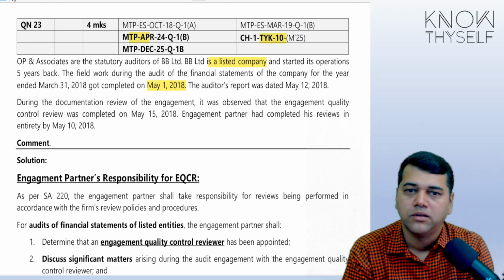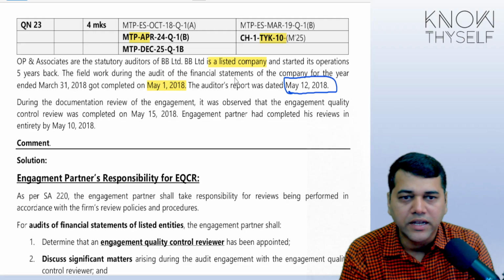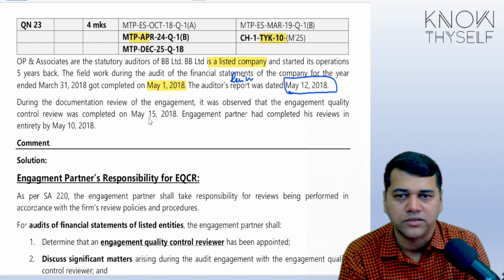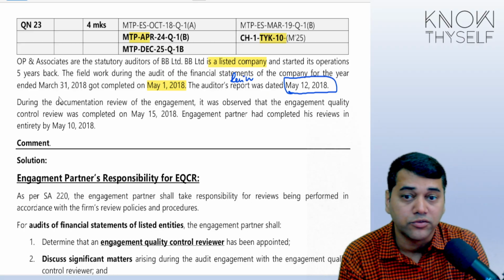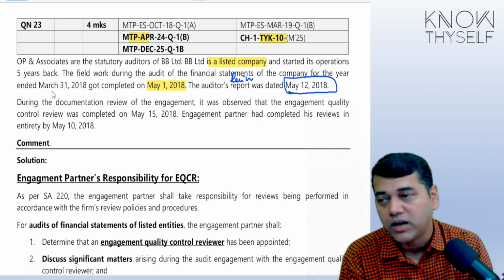Very good. On 1st May you completed. The auditor's report was issued on 12th May. So in those 12 days the entire review and all other stuff happened. You can call it finalization. During the documentation review of the engagement later, because as per SQC1, are you not supposed to do ongoing monitoring? So what happened now?